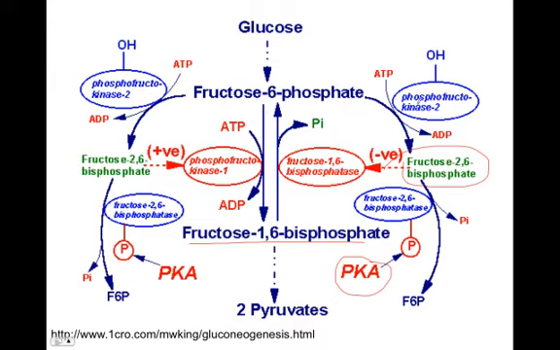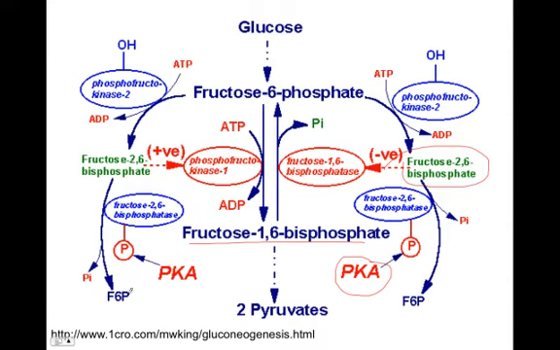Keep in mind that the enzymes phosphofructokinase 2 and fructose 2,6 bisphosphatase are a single bifunctional enzyme, and the activity of a phosphatase or a kinase is dictated by whether the enzyme is phosphorylated or not. So in the fasted state, the enzyme is phosphorylated and the enzyme functions as a phosphatase to decrease levels of fructose 2,6 bisphosphate.